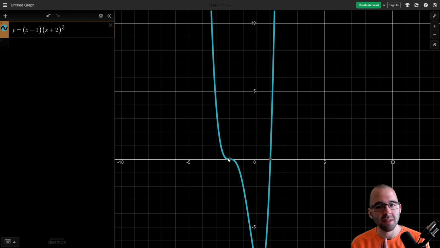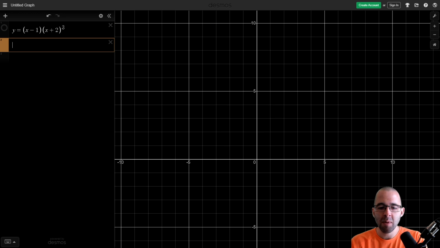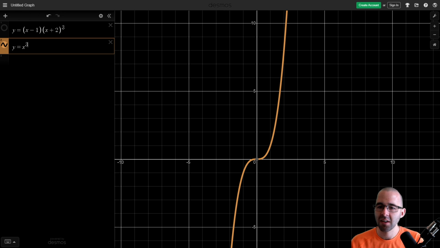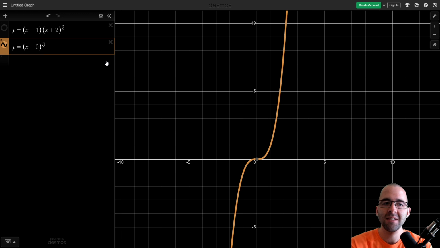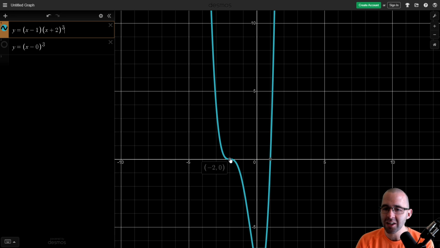Multiplicity 3, it crosses, but notice it crosses kind of like a cubic function, kind of like our toolkit function, right? Remember the toolkit function x cubed. This is that same situation, because x cubed really is just this situation. We could write x cubed as x minus 0 cubed. X cubed, our toolkit function, has a zero of 0 with multiplicity 3. And notice when we add an x cubed, it looks like our toolkit function right there.